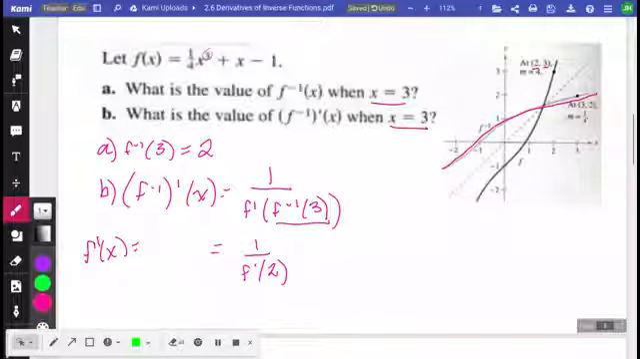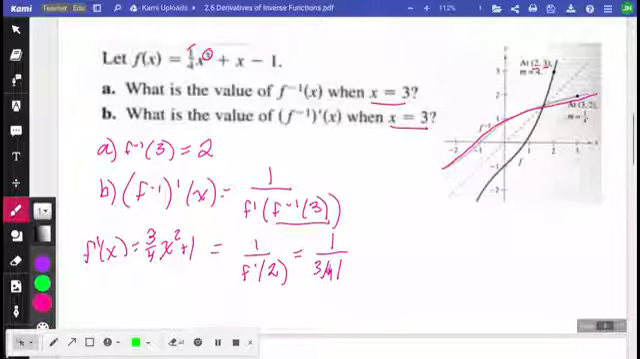Okay. If I take this 3 and multiply it down in front, I get 3/4 x squared plus 1 is my derivative. And so then I will just plug in 2. So 1 over f prime of 2 is 1 over 3/4, my 4 looks wonky, of 2 squared plus 1. Okay, which is equal to 1 over 4.